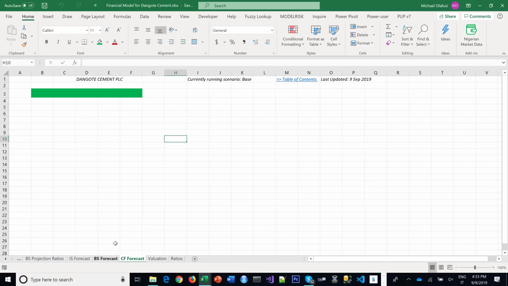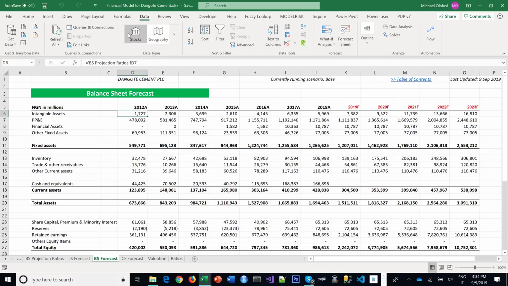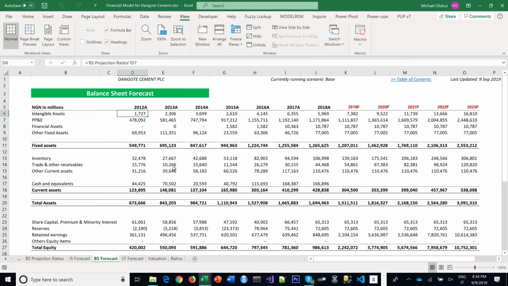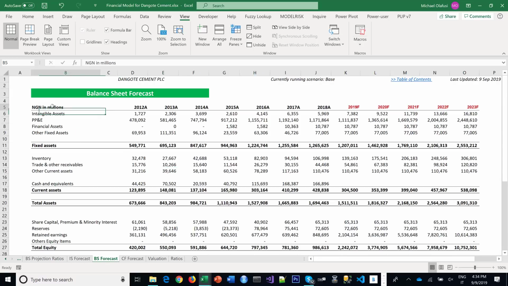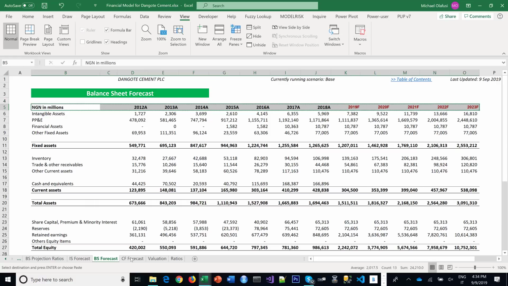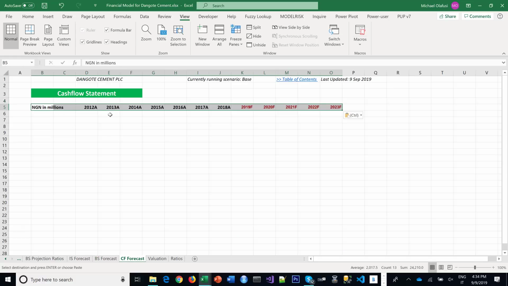For the cash flow, by the way, I like to turn this off. Okay, then I save. So for the cash flow statement, we are going to use the indirect approach. The indirect approach is we're going to extract from both the income statement and the balance sheet. So I'm going to just take this out and put here, and I'm going to tell it to keep source width.